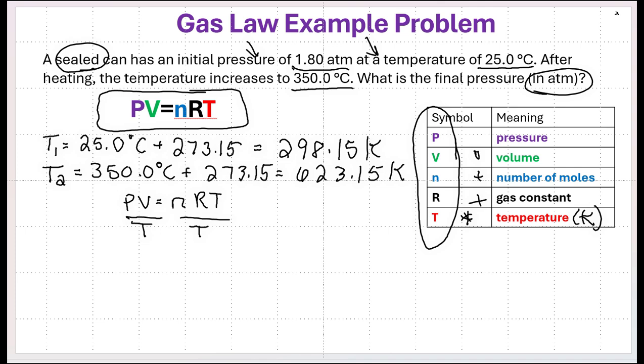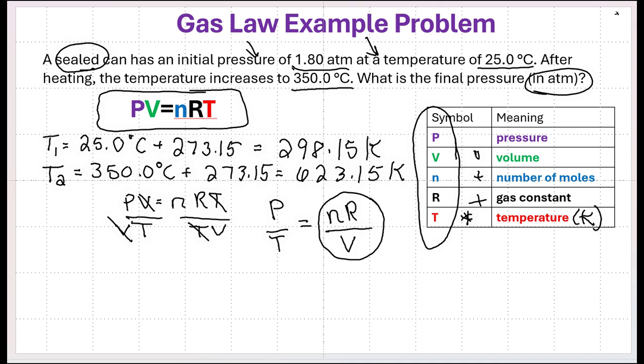And I want to get rid of volume. So I'm also going to divide both sides by volume and then cancel. So volumes cancel here. Temperatures cancel here. And what we're left with is pressure over temperature equals nR divided by our volume. And remember, in this problem, this is a constant. What that means is no matter what we do to this system, the ratio of pressure to temperature is going to remain constant.